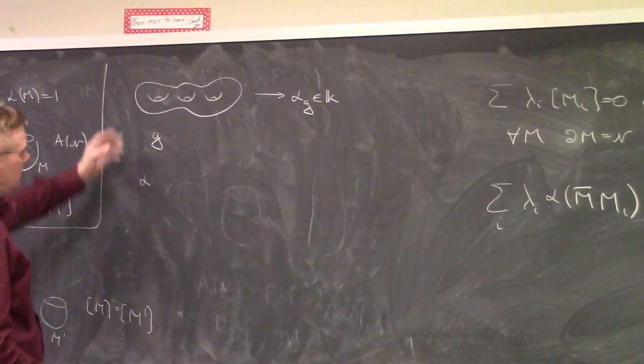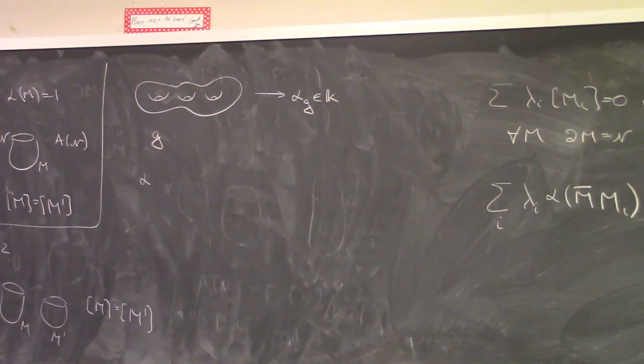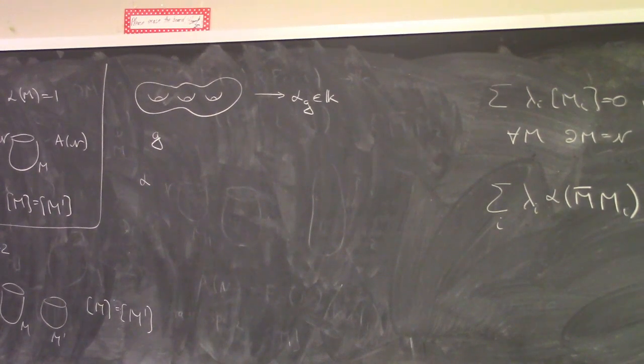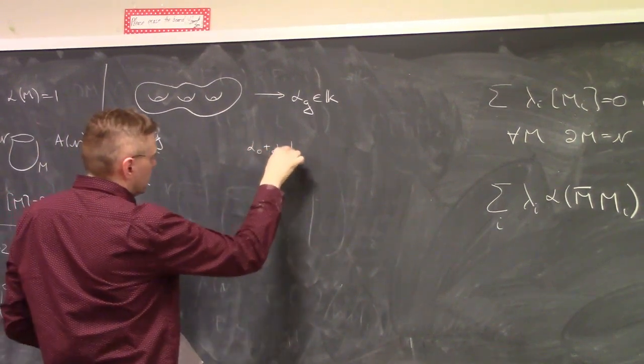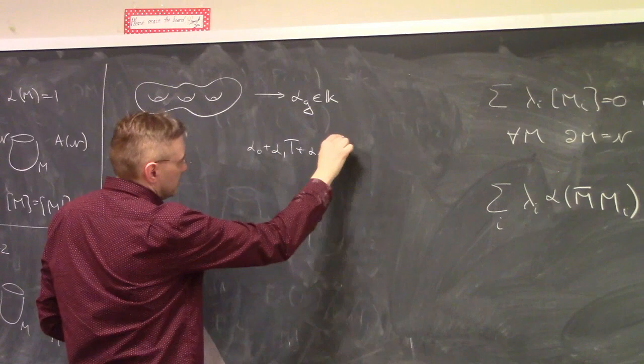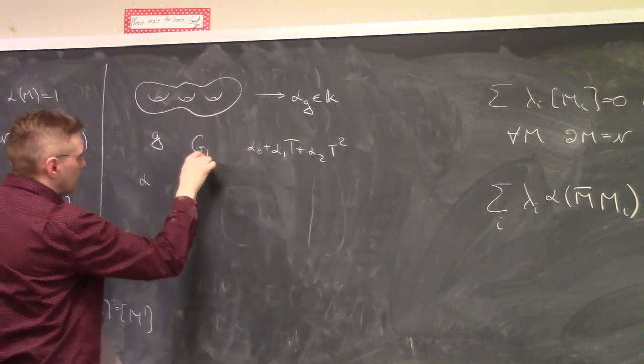So let's look here. We take a surface of genus G assigned to some number alpha G, and those numbers determine the theory. We can combine these numbers together into a generating function: alpha null plus alpha 1 t plus alpha 2 t squared and so on, where t is a formal variable. Let me call this function alpha of t.